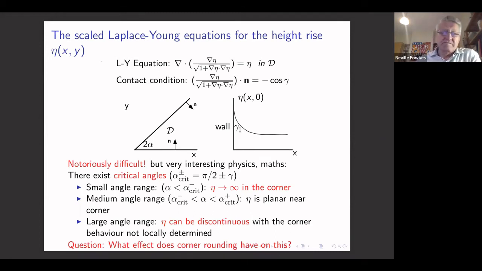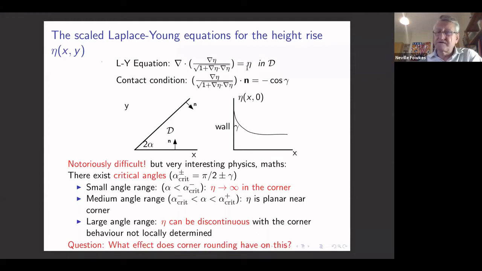So if you want to actually solve this problem, you formulate it this way. You think of the height rise at each location within this domain D and call that eta. Then there's the Laplace-Young equation, presented by Laplace and Young independently in the early 1800s. Notice in this equation that the left-hand side is a curvature term. It's a horribly nonlinear term in the height rise. The right-hand side is really a gravitational term. That's called the Laplace-Young equation.